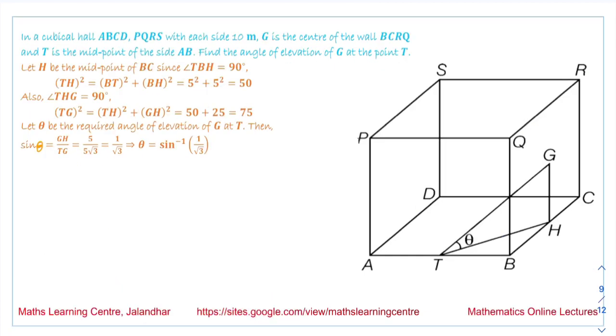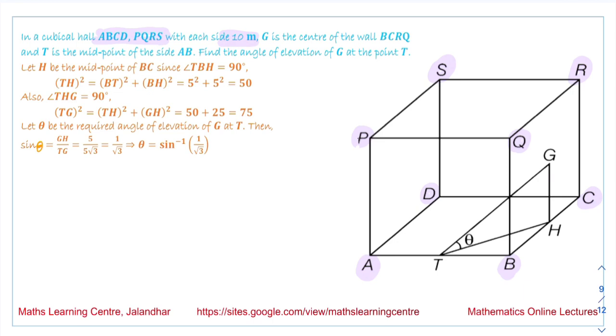Next is a cuboidal hall. A cuboidal hall is given. The vertices are A, B, C, D, P, Q, R and S, with each side 10 meters. It is given that each of the sides is 10 meters.